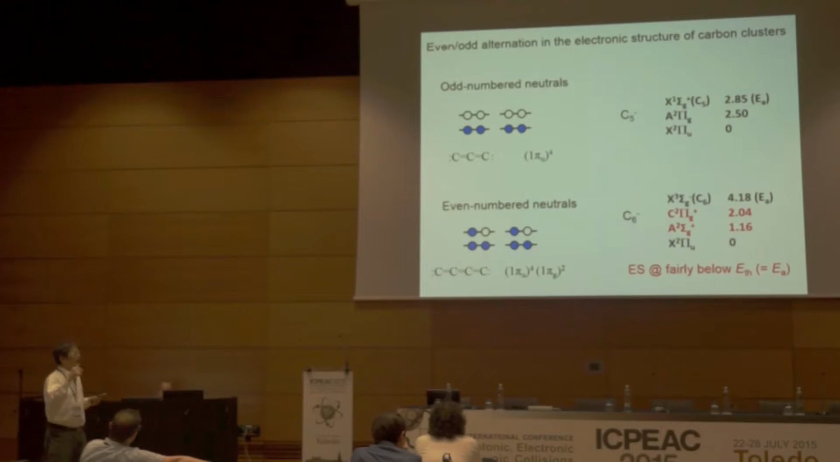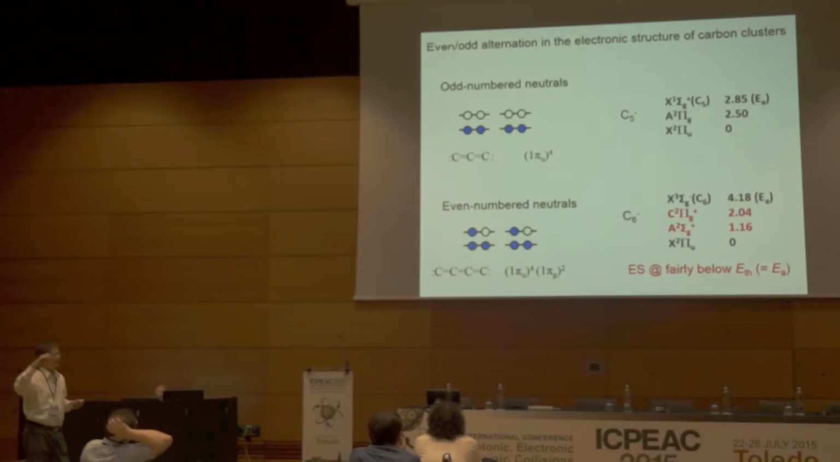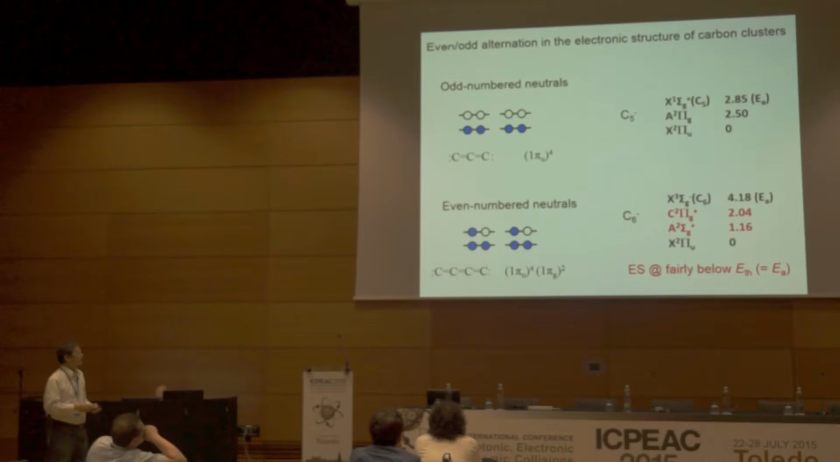Naturally, for ions, there's a big difference between even- and odd-numbered clusters. For example, for C4 minus, there's an electronic excited state just below the detachment threshold, and there's only one. But for C6 minus, the detachment threshold is much higher because the electron affinity is large, and you can see 2 dipole-allowed electronic states fairly below the detachment threshold. So this is a big difference.